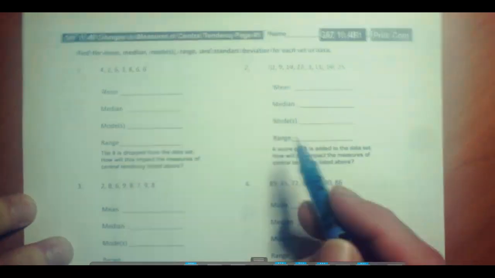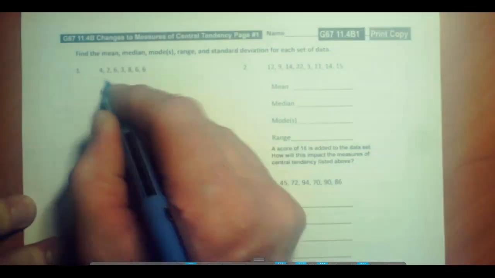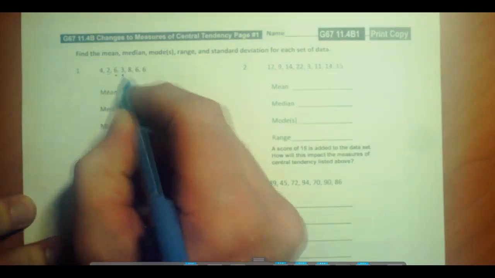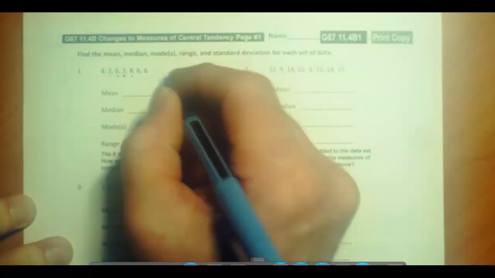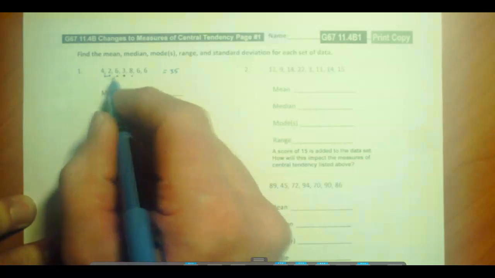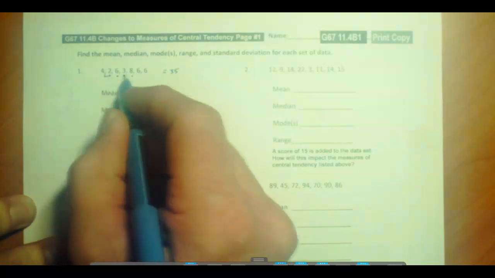This is page one. First of all, we just have to find the mean, median, mode, range, and standard deviation for each set. For the mean, we're just going to add these all up. So 4 plus 2 is 6. 6 plus 6 is 12. That would make 15. That would make 23. 23 and 12, so I have 35, and I'm just going to double check that. Sorry, 6, 12. This would be 20, 23, 35.